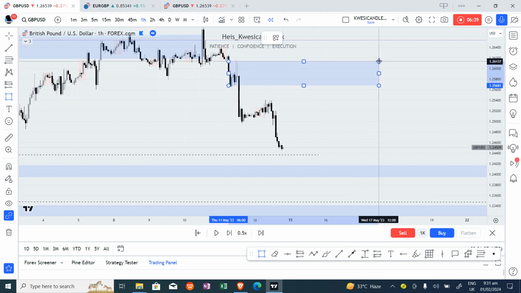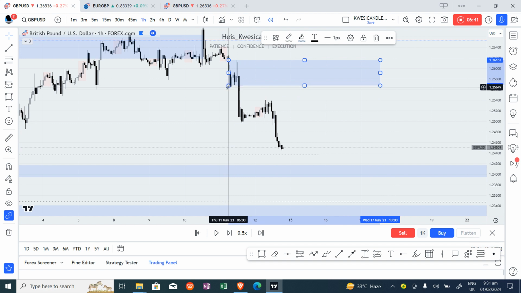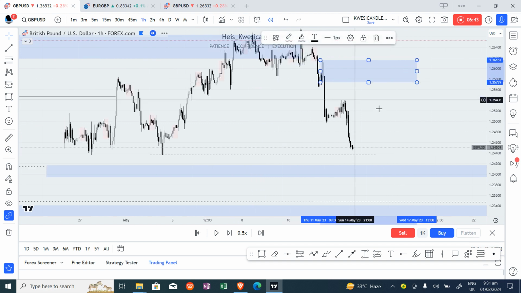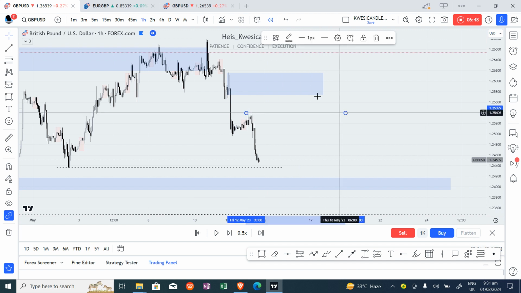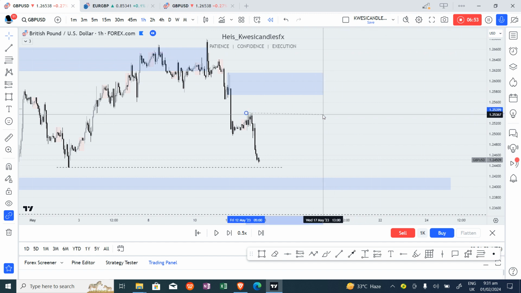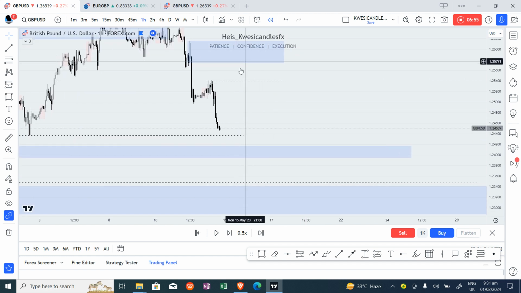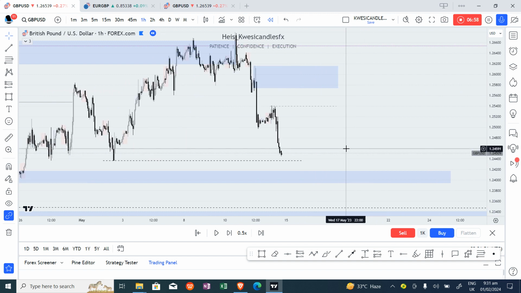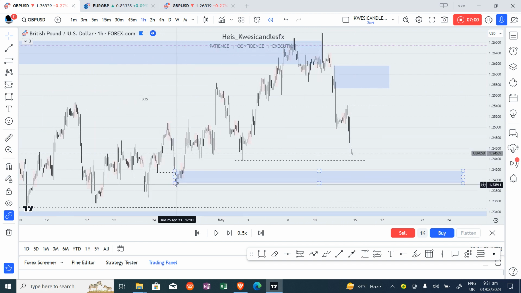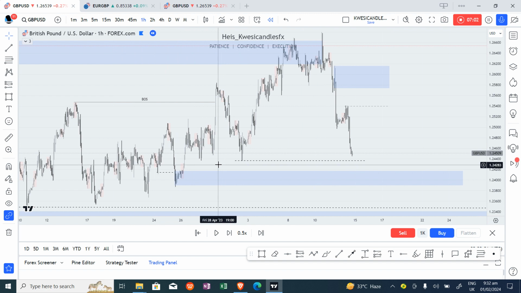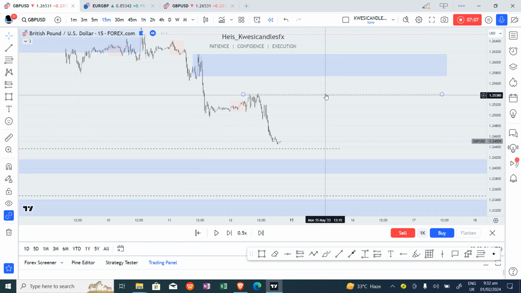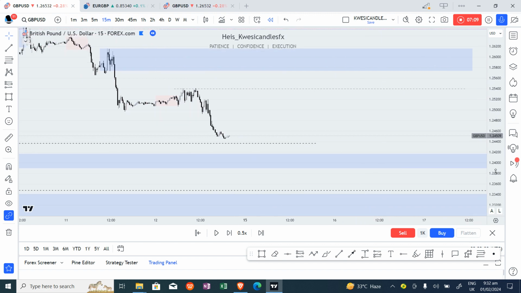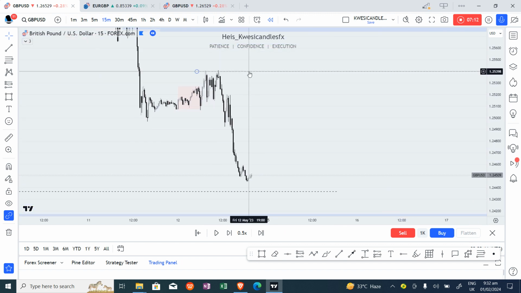So I'm expecting price to come into these areas as well for my sell trades. Okay, here is my liquidity area. I would expect price to also take out those liquidities, then we go up to the downside. So until those things happen, we are still waiting for proper market reaction.